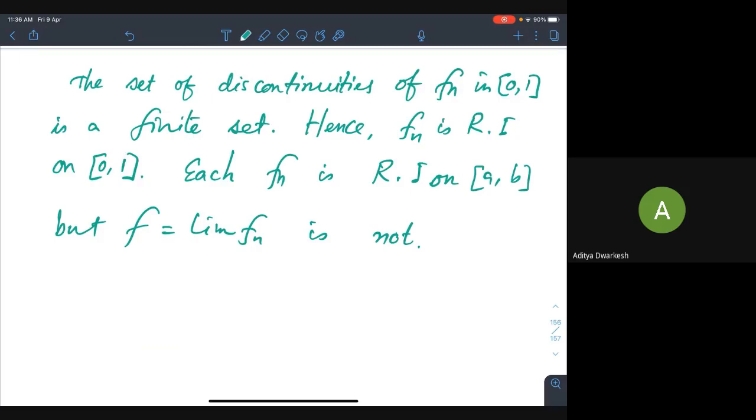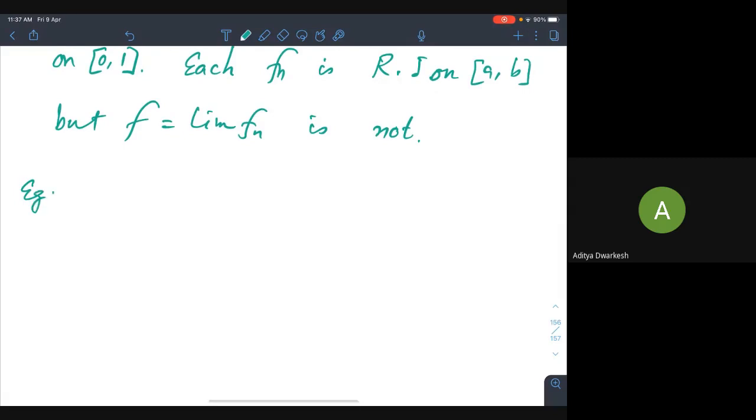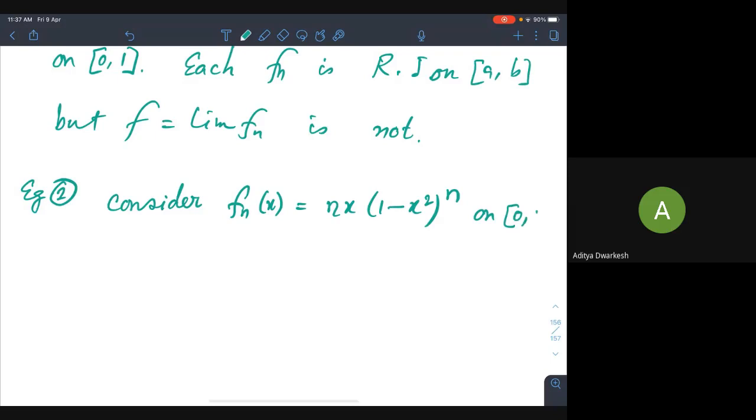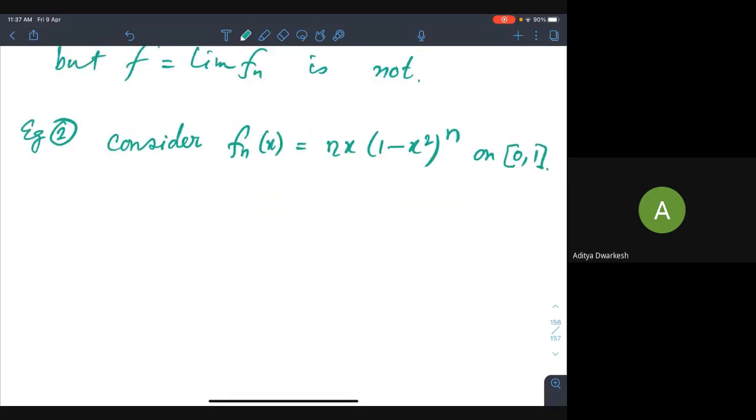All right, let's look at another example. In this next example, the limit function is integrable, but the integration may not be the same. So consider Fn(x) = n x (1 − x²)^n on [0, 1]. So what is the pointwise limit of this sequence?